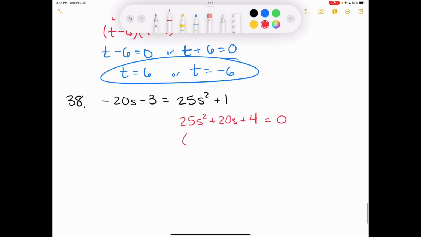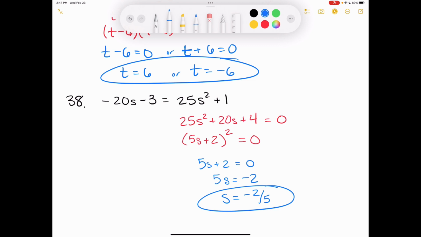So what would this factor into? 5s plus 2 squared equals 0. So then the squared is going to go away with the 0. So 5s plus 2 equals 0. Subtract the 2. 5s equals negative 2. Divide by 5, so s equals negative 2/5. Should be your answer. I got s was equal to negative 1/5.